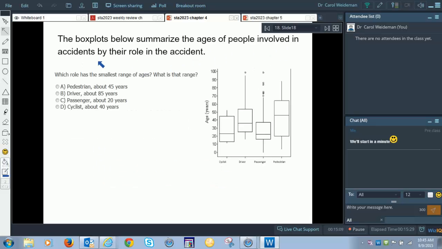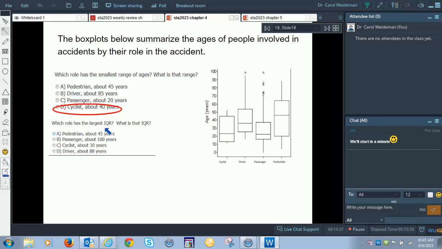All right, one more with the box plot side by side. This is the age of people involved in accidents by their role in the accident. Which role has the smallest range of ages, and what is that range? Okay, so remember the range is the distance from the largest to the smallest. And it certainly looks like it's the cyclist, doesn't it? And is it about 40 years? Let's see, this is about 10 up to a little bit over 50, so that's about 40 years.